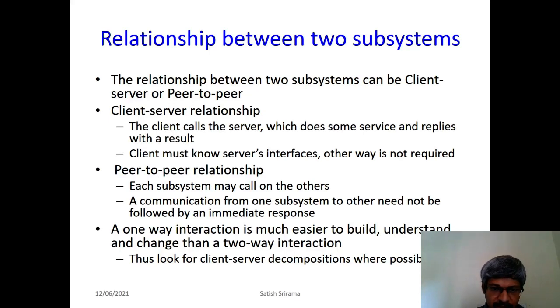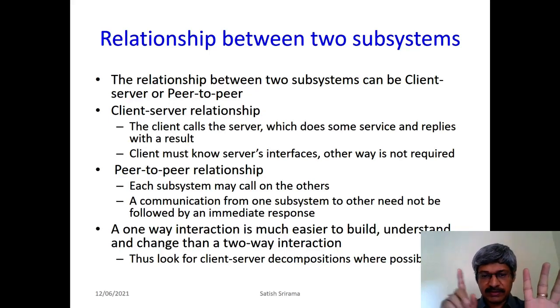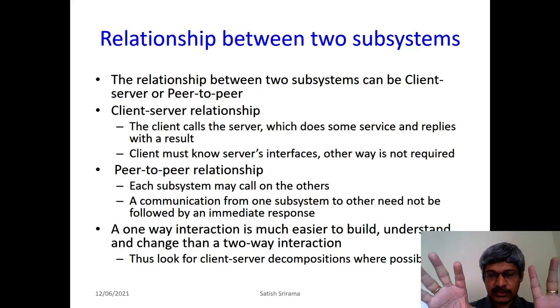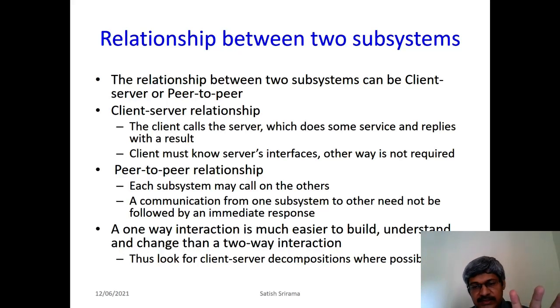Alternatively, there can be a peer-to-peer relationship between two subsystems. In this case, both subsystems are at an equal level. Each subsystem may call on the other. So subsystem 1 may call on subsystem 2, which may call on subsystem 3, and 3 may call on 1, and 2 may also call on 1. In this sort of relationship, a communication from one subsystem to the other need not be followed by an immediate response. This is something we should remember.